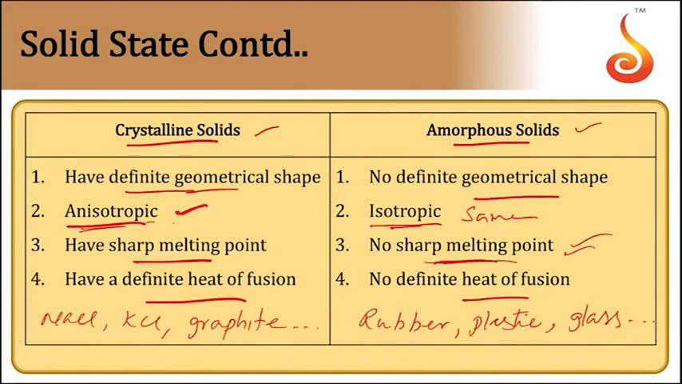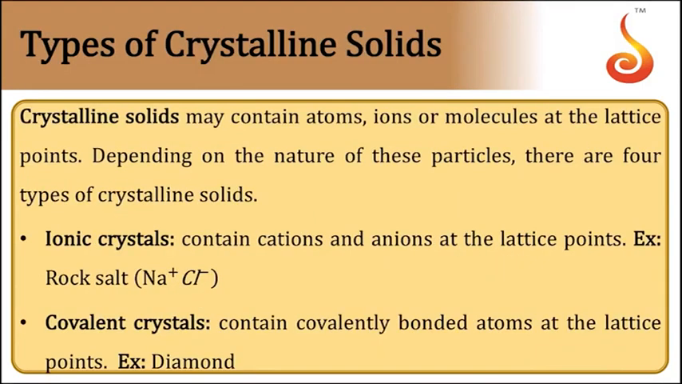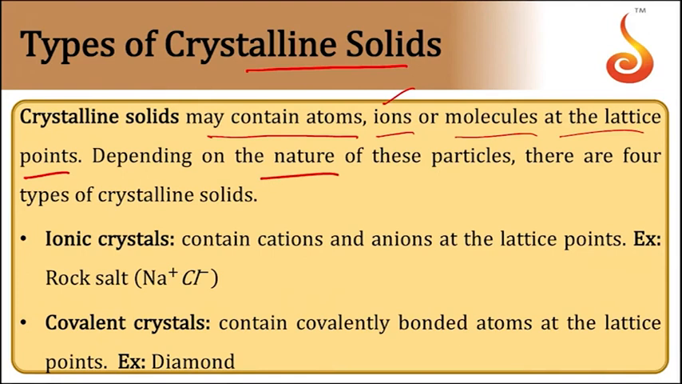Let us now take the different types of crystalline solids. Crystalline solids may contain atoms, ions, or molecules at the lattice points. Depending on the nature of these particles, there are 4 types of crystalline solids. Depending on the nature of the particles present at the lattice points, there are 4 types of crystalline solids.